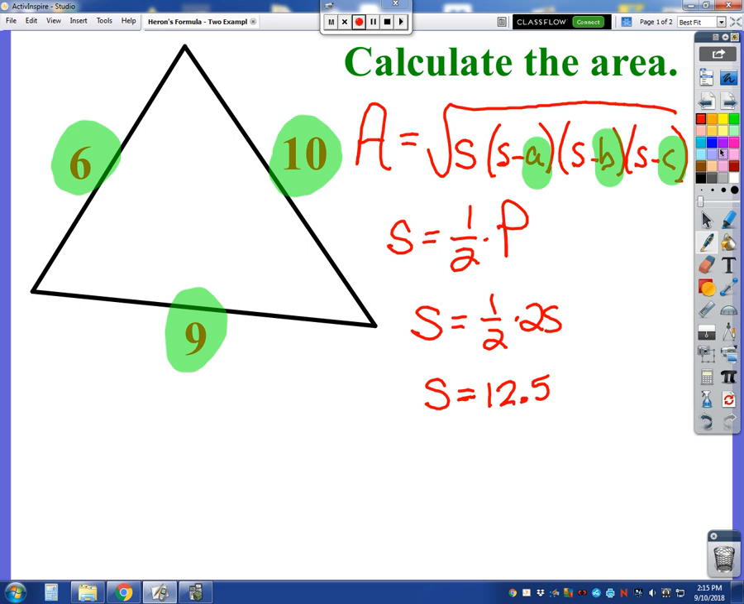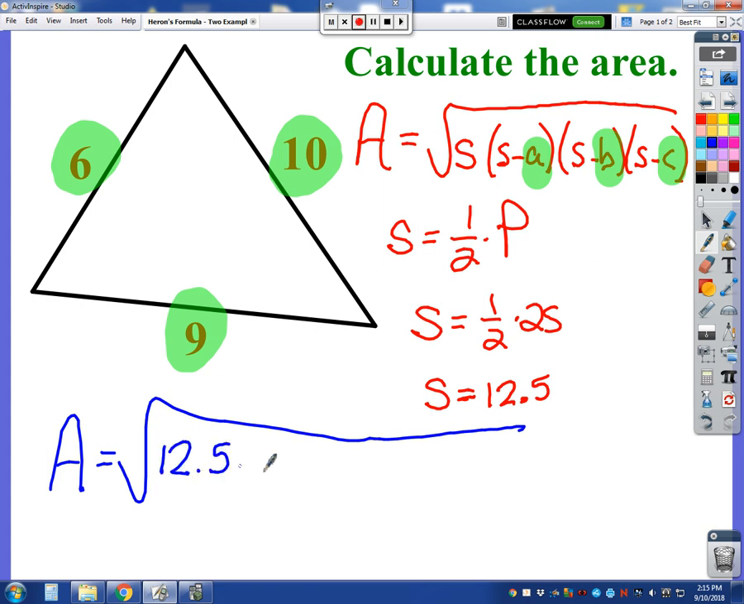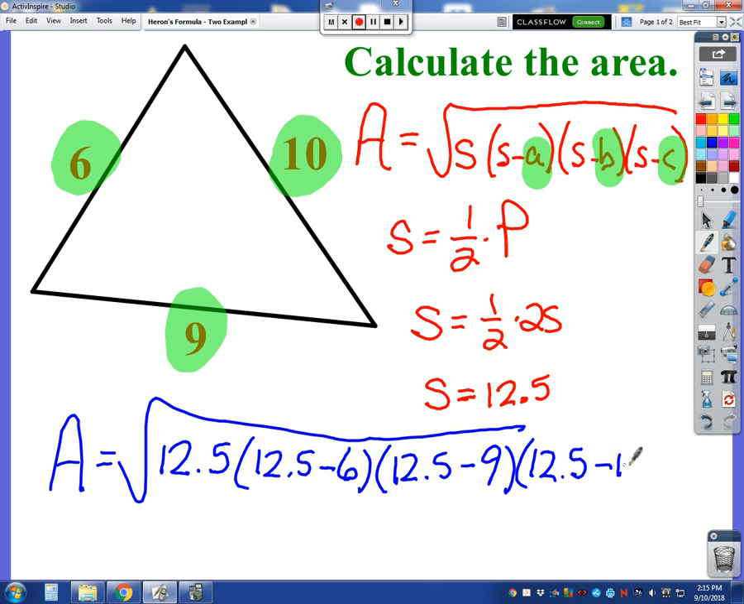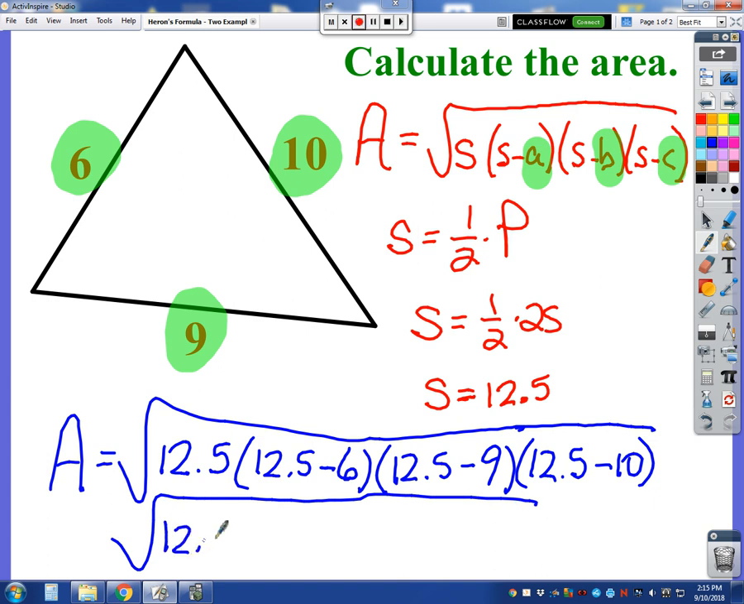So now if I consider plugging this into Heron's formula, because now I know what S, a, b, and c all are, I'd have the square root of 12.5 times the quantity 12.5 minus 6 for the smallest side, times the quantity 12.5 minus 9, the medium side, times 12.5 minus 10, the longest side. Now, if we see what we got here, we still have a 12.5. 12.5 minus 6 is what? 6.5. 12.5 minus 9 is 3.5. And 12.5 minus 10 is 2.5.